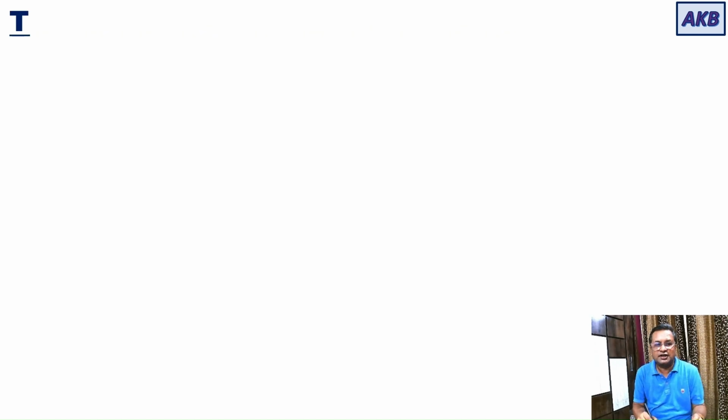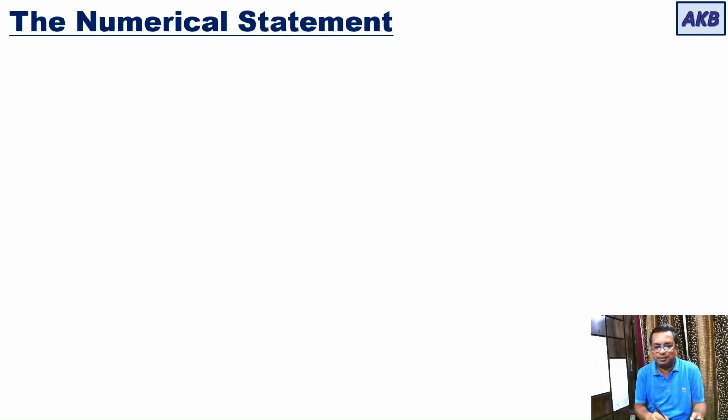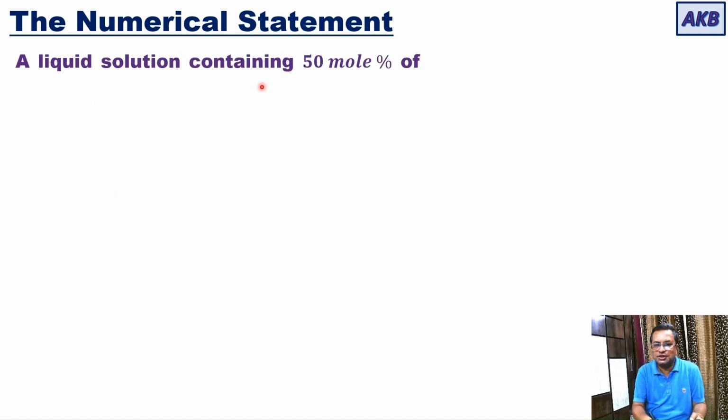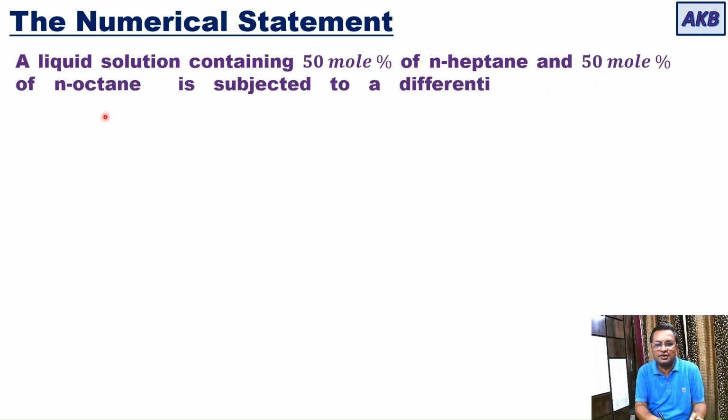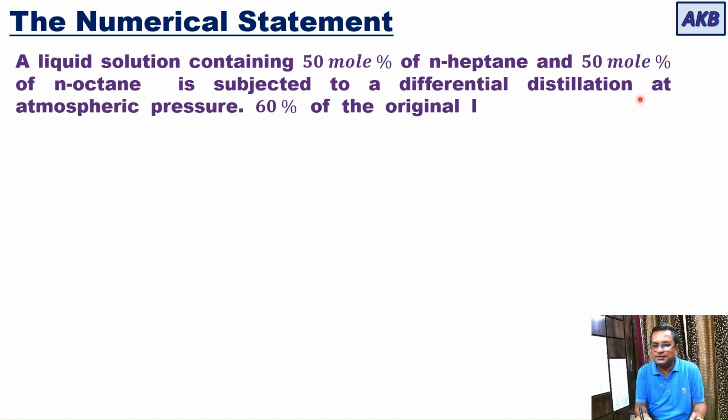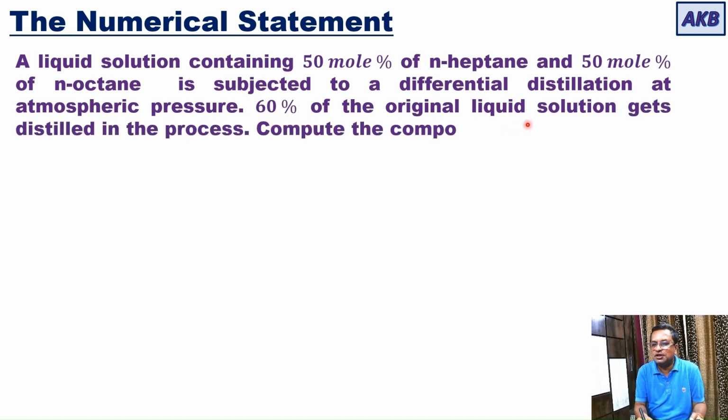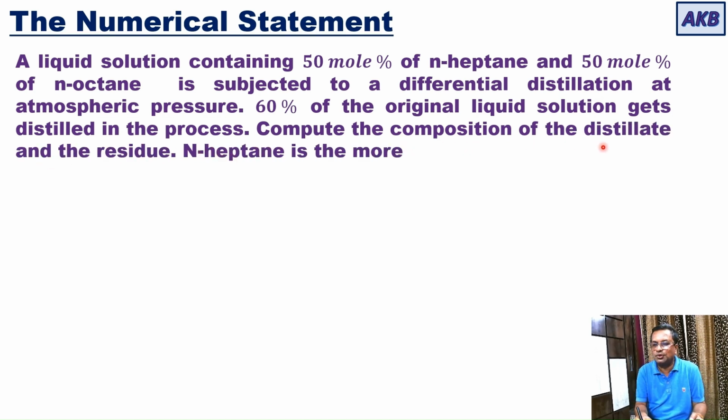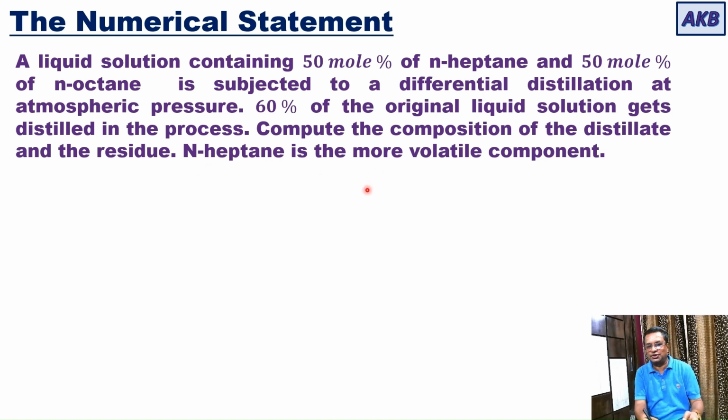Okay, so we will start by looking at the numerical statement. You have a liquid solution containing 50 mole percent of N-heptane and 50 mole percent of N-octane, and this solution is subjected to a differential distillation at atmospheric pressure. 60% of the original liquid solution gets distilled in the process. Compute the composition of the distillate and the residue, and out of the two components, N-heptane is the more volatile component.